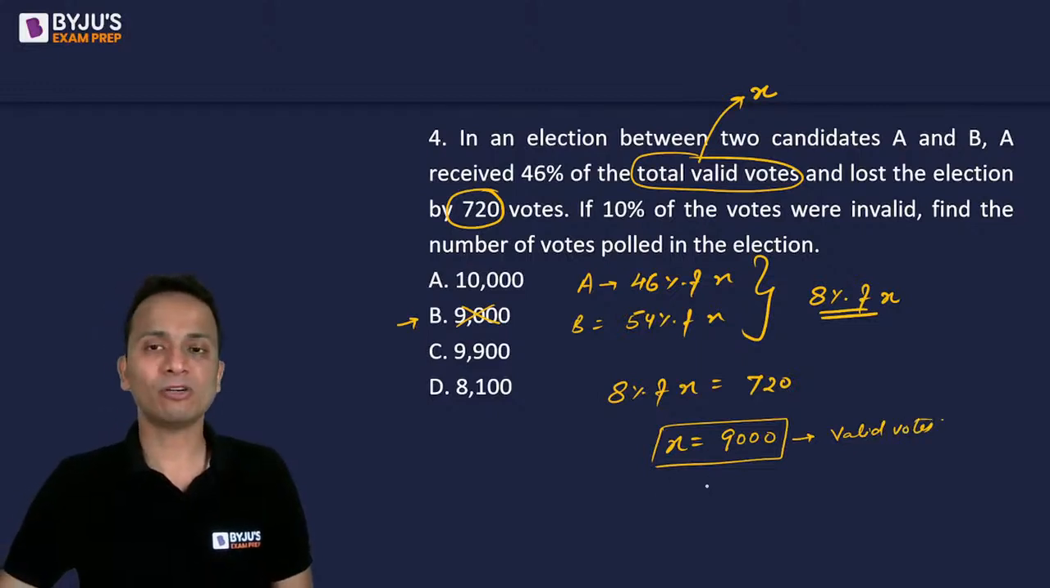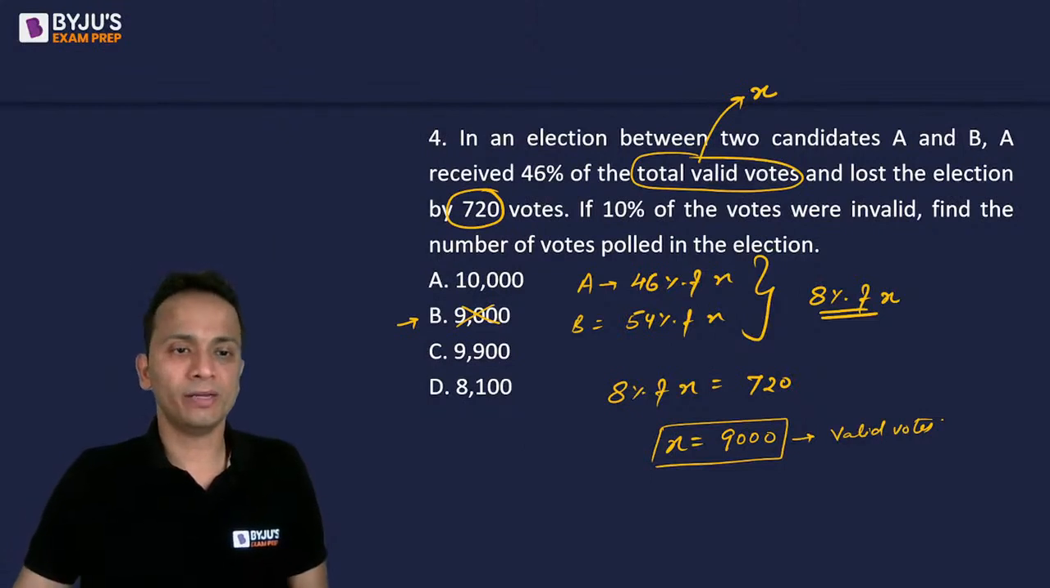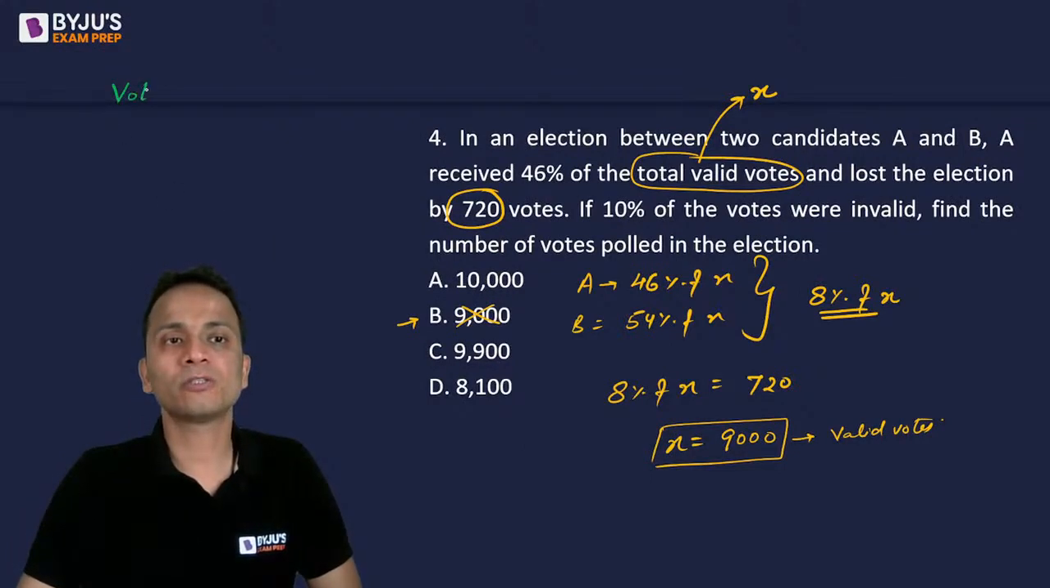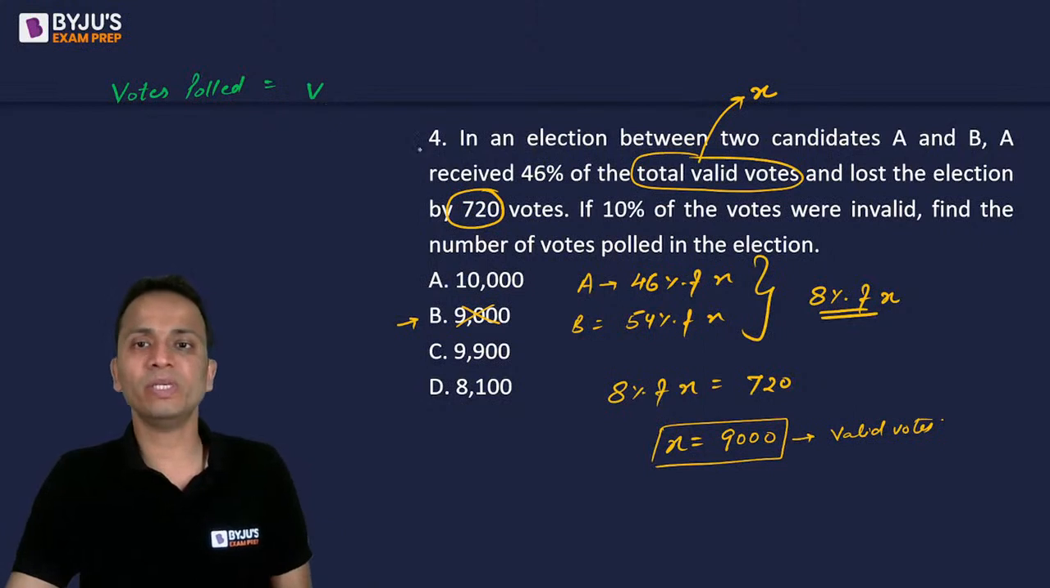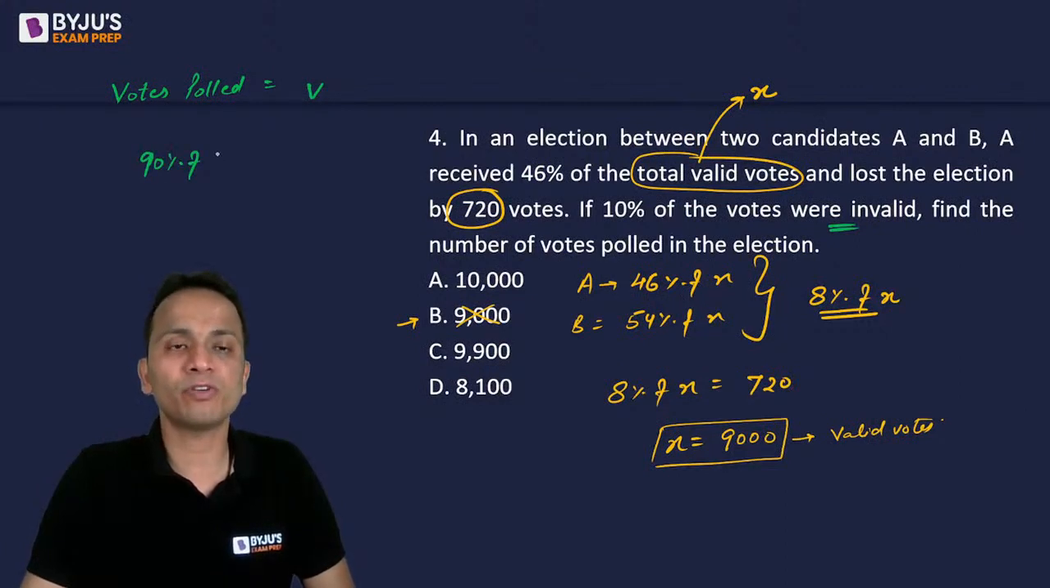Okay, 9000 is the number of valid votes. अब जो भी टोटल वोट्स पोल्ड हैं, सो अब टोटल वोट्स पोल्ड ले लेते हैं. So votes polled, let's say this is V, right? So total votes polled is V and 10% of the votes were invalid. So I can say that valid votes will be 90 percentage of the total votes polled, and that we have calculated as 9,000.